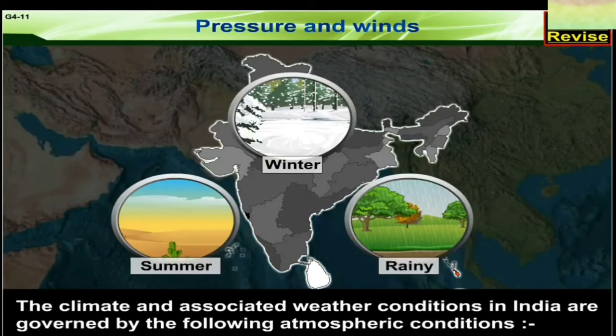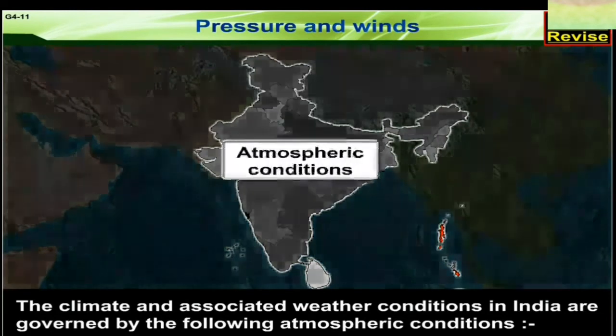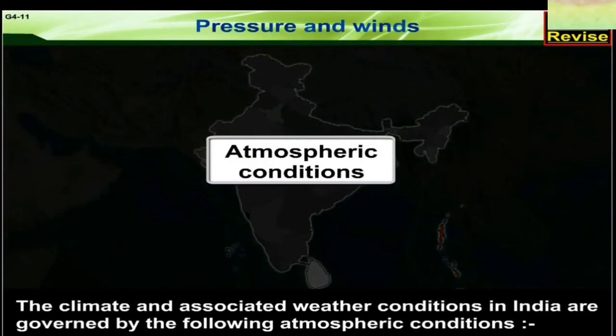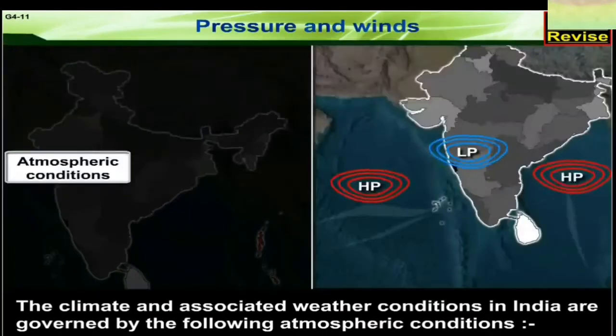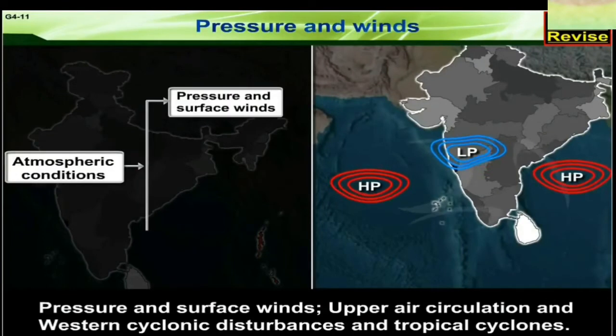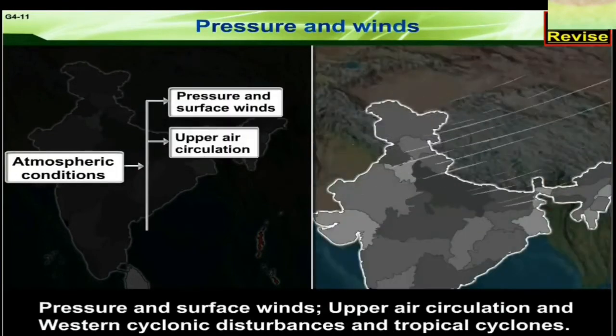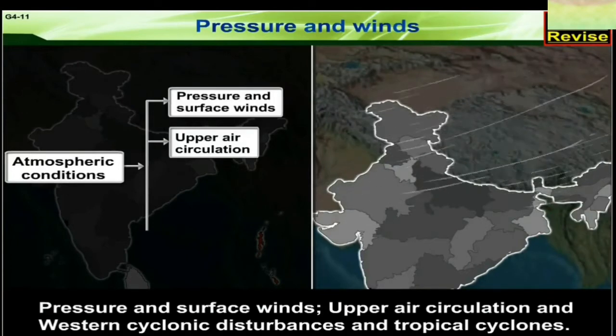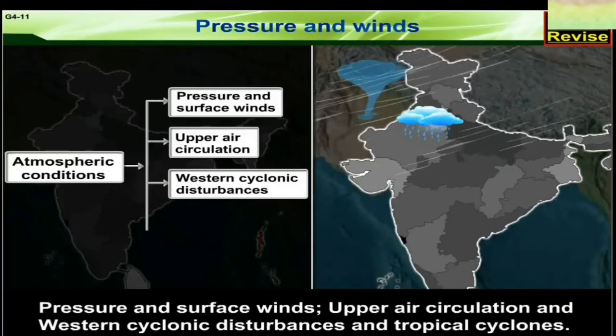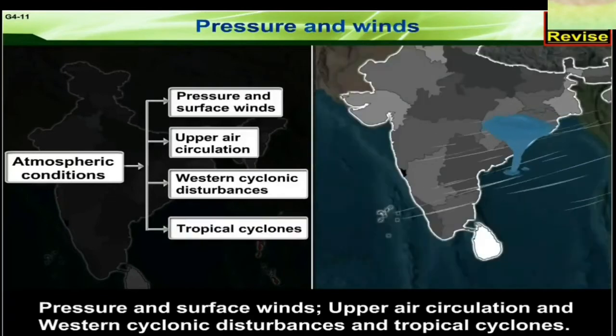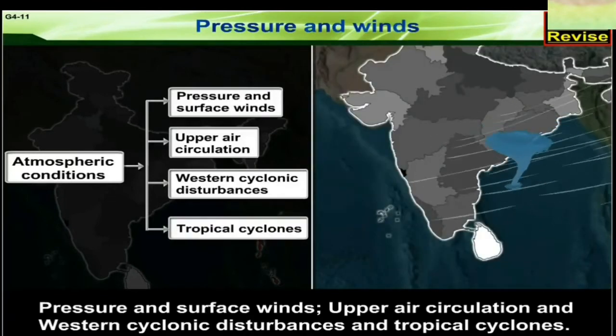Pressure, and winds. The climate and associated weather conditions in India are governed by the following atmospheric conditions: pressure and surface winds, upper air circulation, and western cyclonic disturbances and tropical cyclones.